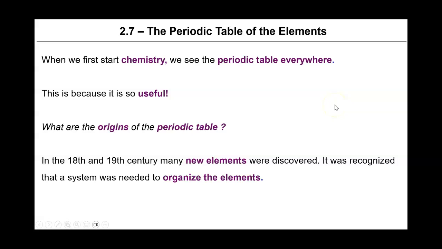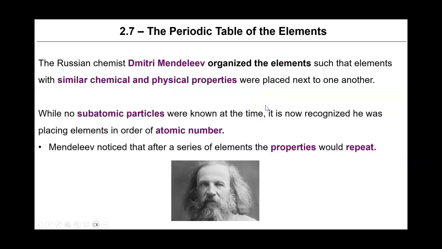So where does the periodic table come from? Well, in the 18th and 19th century, there were a lot of new elements discovered, and it became hard to keep track of everything. And so people recognized that there was a need for a system to organize the elements. There were a variety of systems that were proposed, but it was the one developed by Dmitry Mendeleev that ultimately won the popularity contest. So the Russian chemist Dmitry Mendeleev organized the elements such that elements with similar chemical and physical properties were placed next to one another.